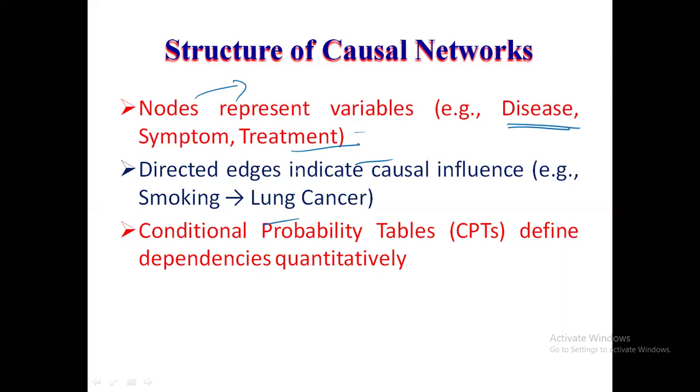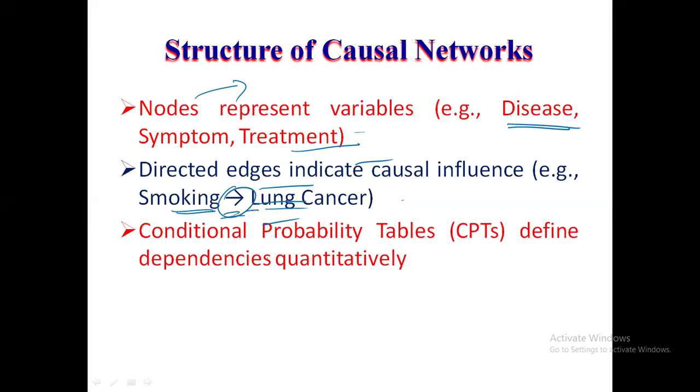Directed edges indicate causal influence. That means smoking: if a person is smoking, he may get lung cancer. The directed arrows show which variable influences another. For example, smoking increases the risk of lung cancer, and this cause and effect relationship is visually represented with an arrow.